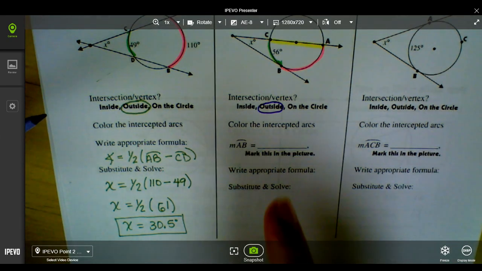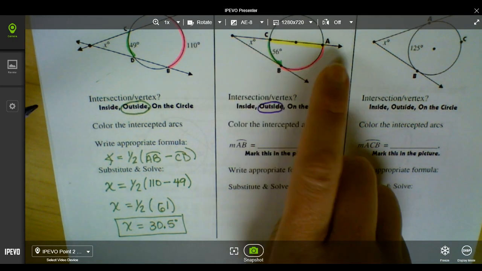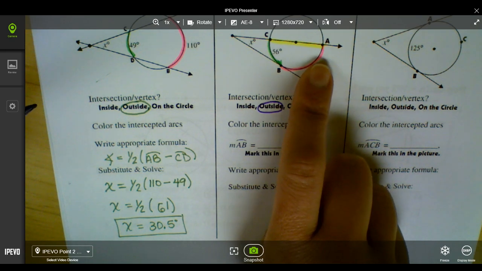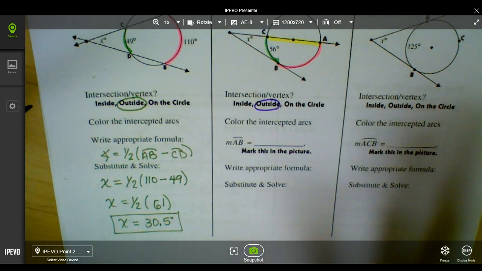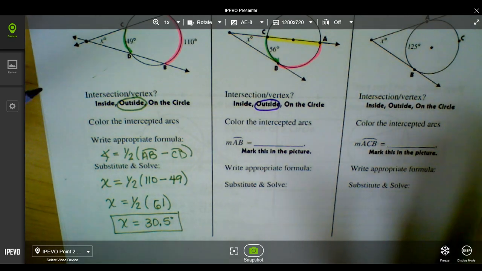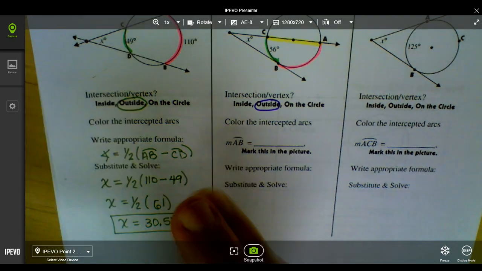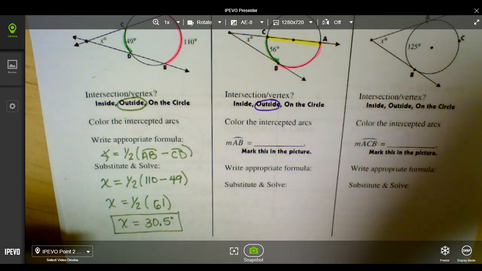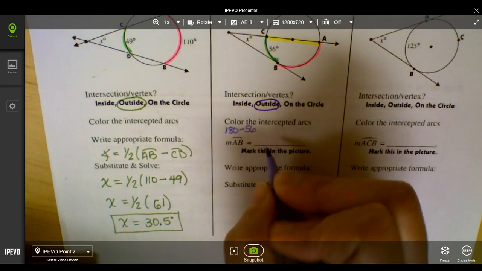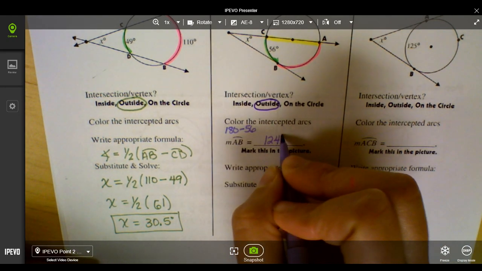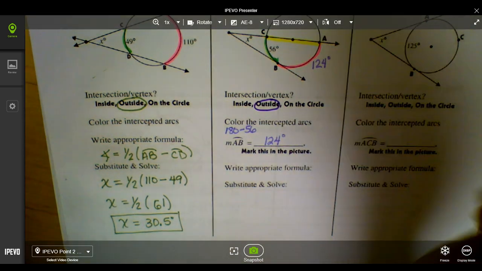I'm supposed to be subtracting these two arcs to get to this angle over here, but it doesn't give me what the bigger arc is. But since I know that CA is my diameter, those have to equal 180 degrees. So can I solve for arc BA? Absolutely. All I have to do is 180 minus 56, and that's going to give me 124 degrees. So this arc over here is 124 degrees.